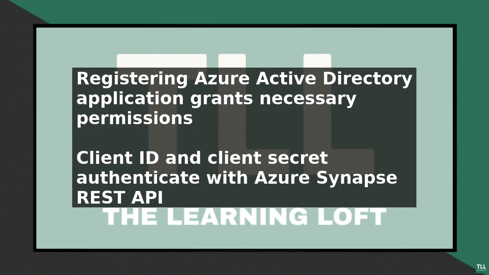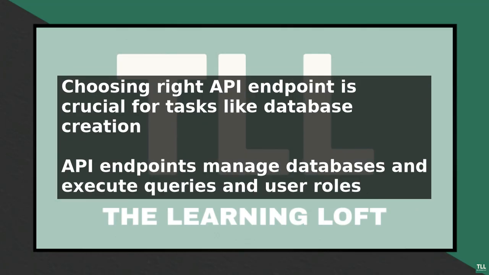Now, let's look at a practical example. Suppose you want to create a new database in Azure Synapse using the REST API. You would send a POST request to the database's endpoint with the required parameters, such as the database name and location. The request would look like this. You would specify the API version, the subscription ID, the resource group name, the workspace name, and the database name.